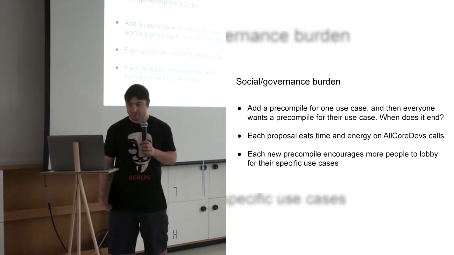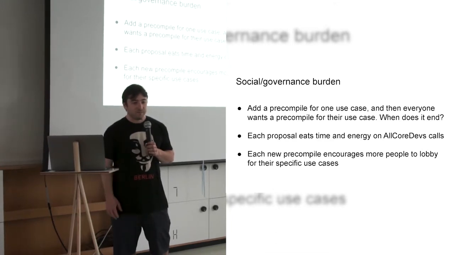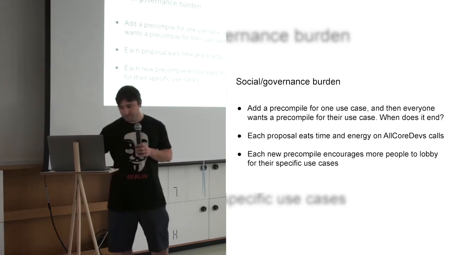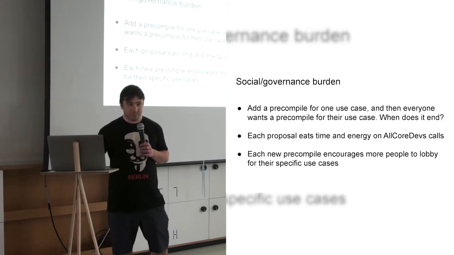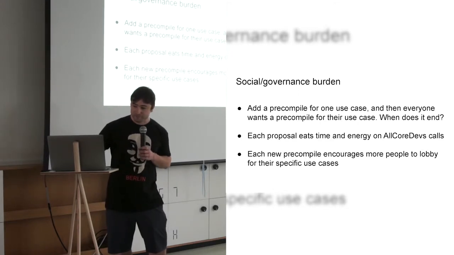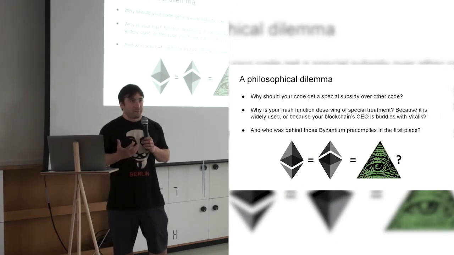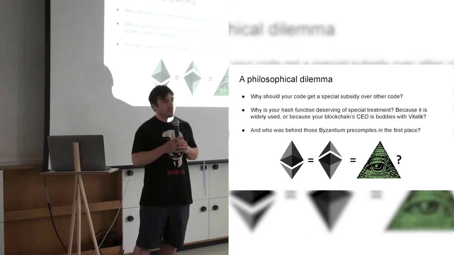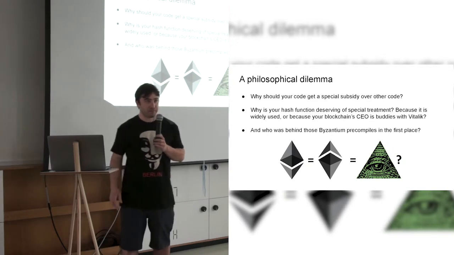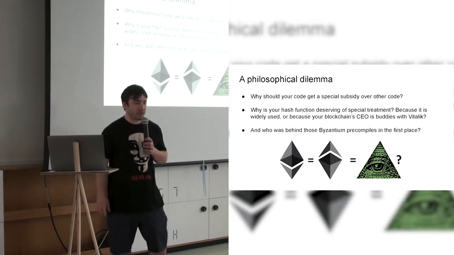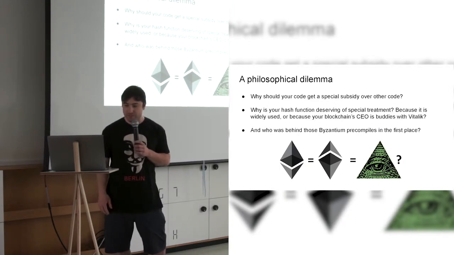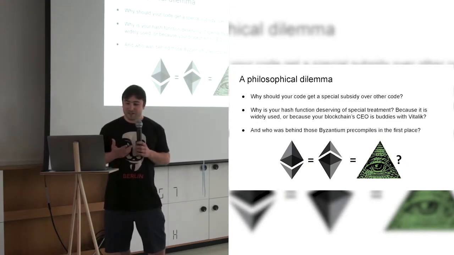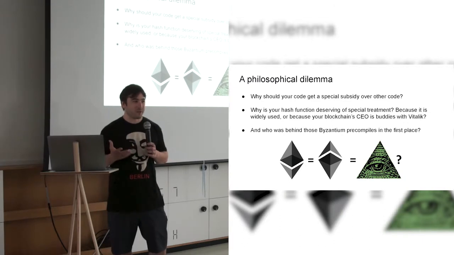The social reasons: it's like a slippery slope. You add one precompile, then everybody wants a precompile. They eat up more and more time on core dev calls. But more recently, I've been making technical arguments against them, but people say, well, it's so easy to just add, it takes me half an hour to add a precompile to the code base.